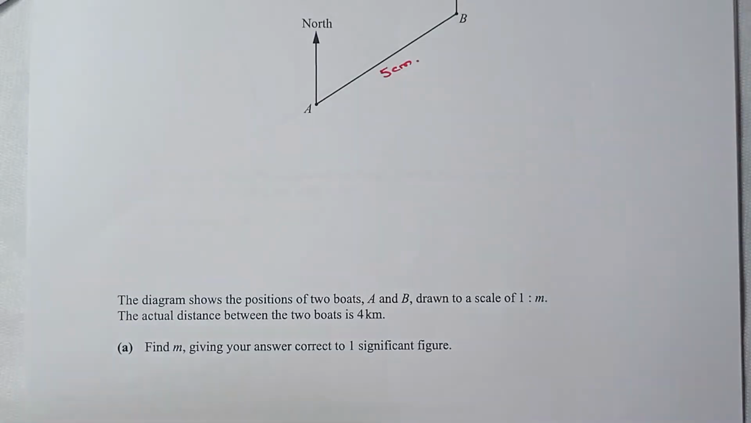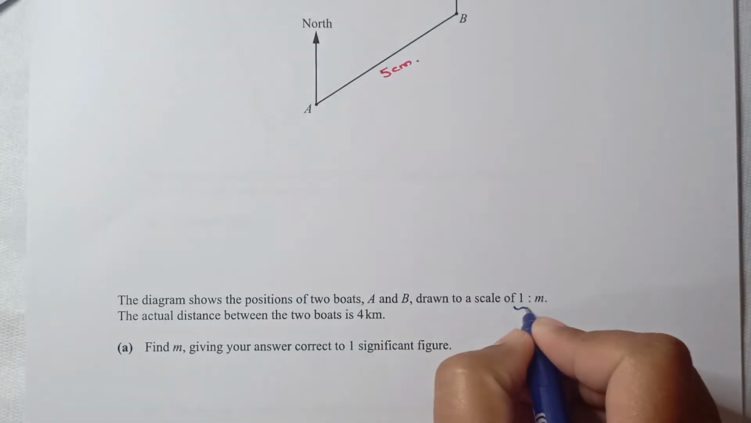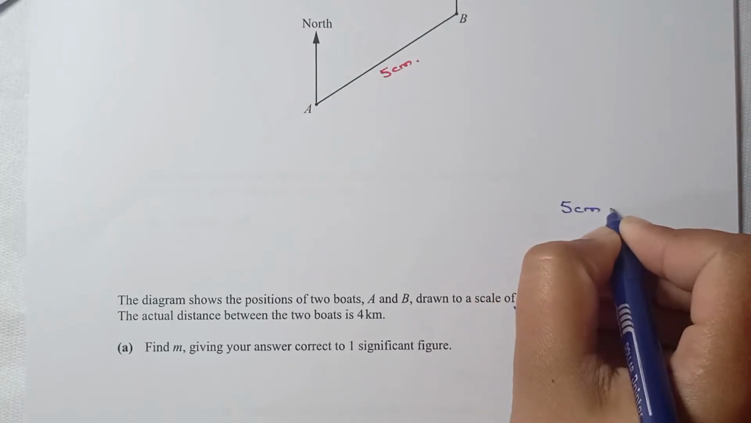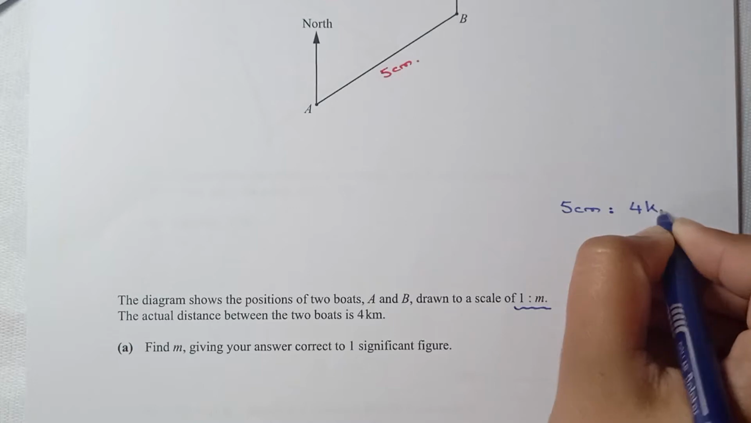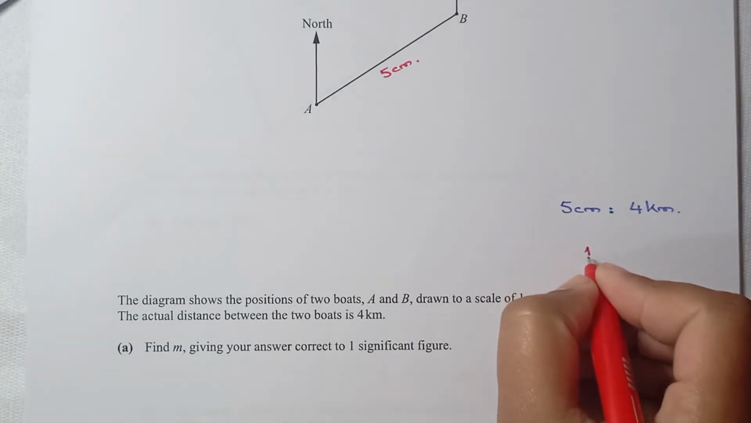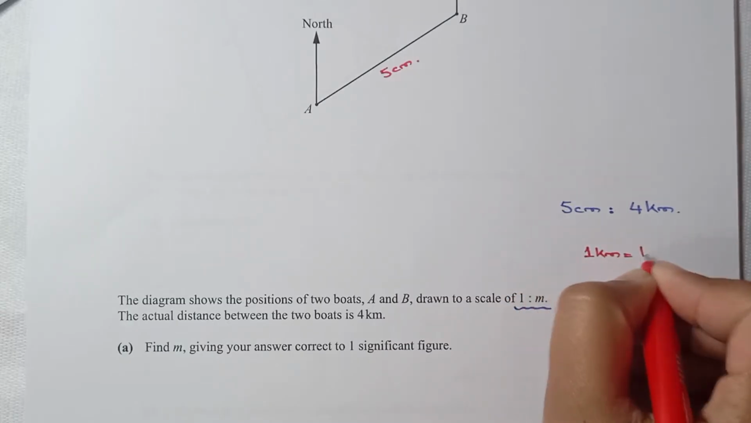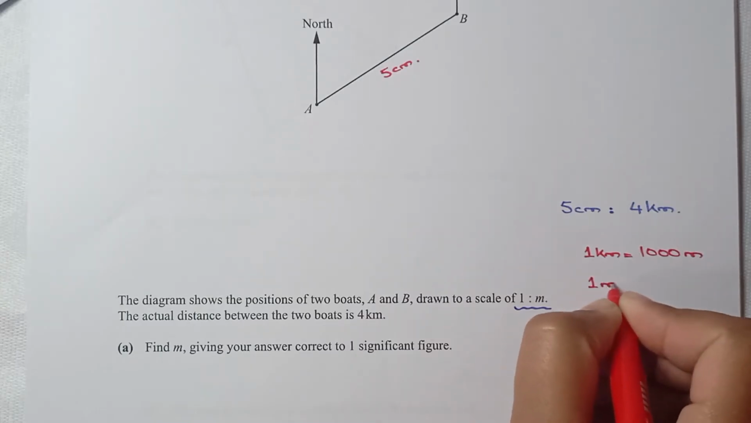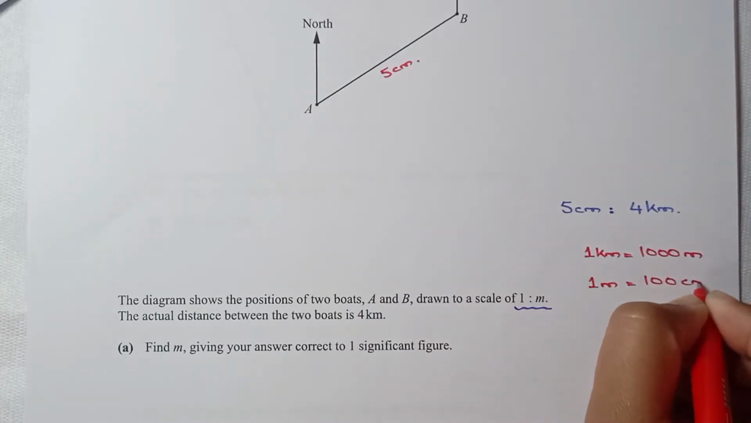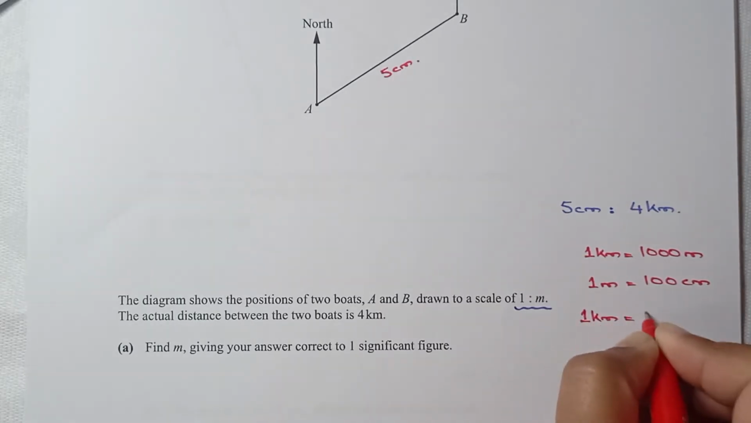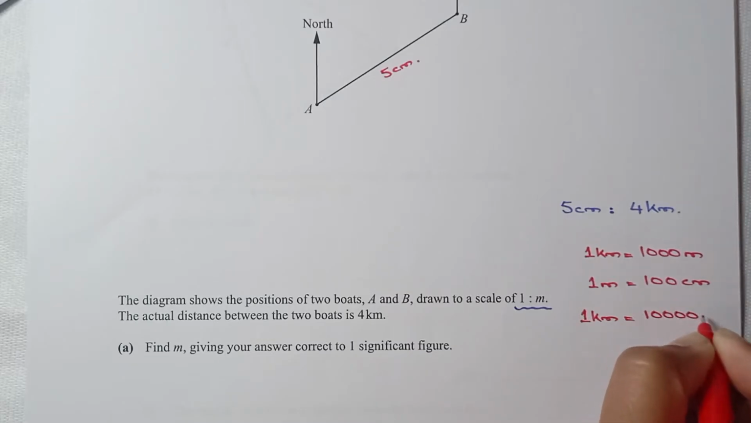Okay, so using the given scale, it means 5 centimeter is 4 kilometer, right? By using the conversion, we know that 1 kilometer has 1000 meters, and 1 meter has 100 centimeters, right? So what is 1 kilometer? 1 kilometer would be 100,000 centimeter, with 5 zeros. 1 2 3 4 5.